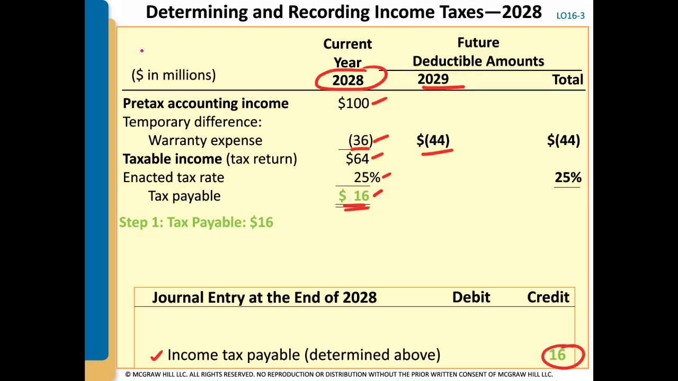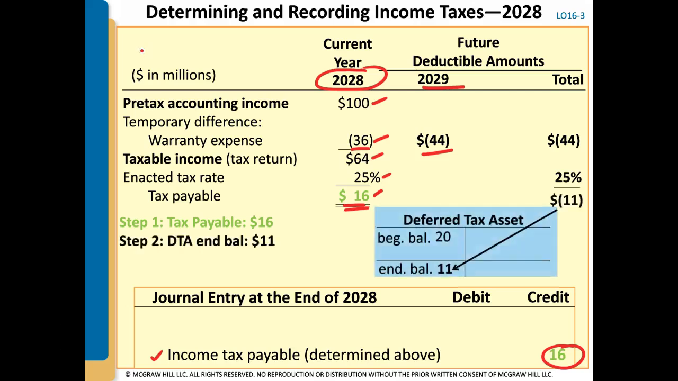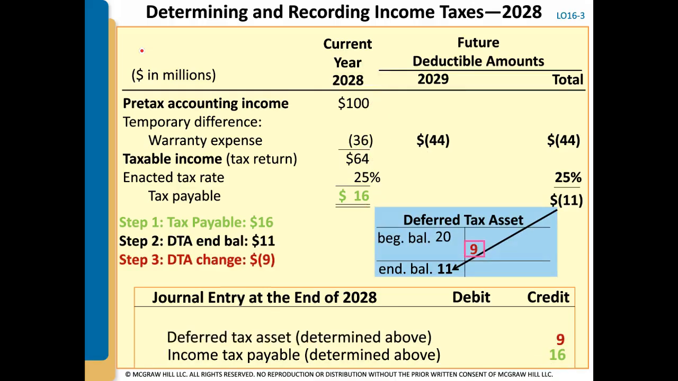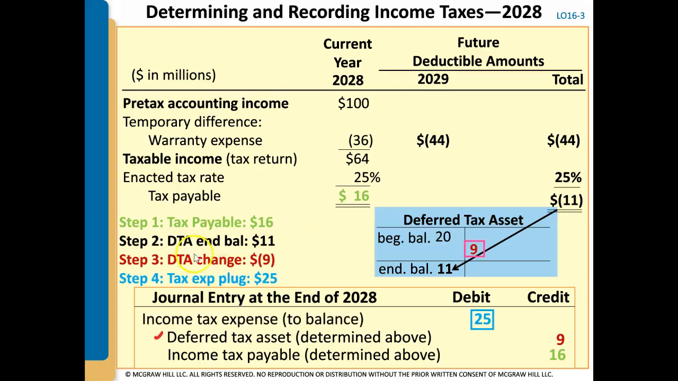So in the future, we'll have a $44 million deduction at 25%. Our ending deferred tax asset should be $11. And to make that happen, we would have to credit deferred tax asset for $9. And then step 4 is our final step, the plug to income tax expense to make the journal entry balance, which would be a debit of $25.